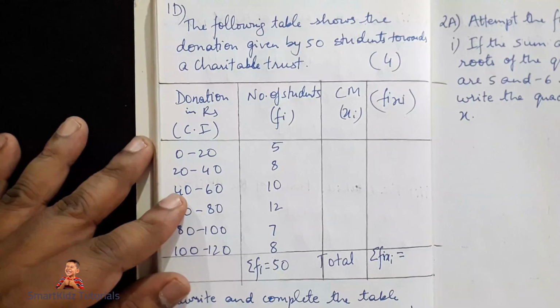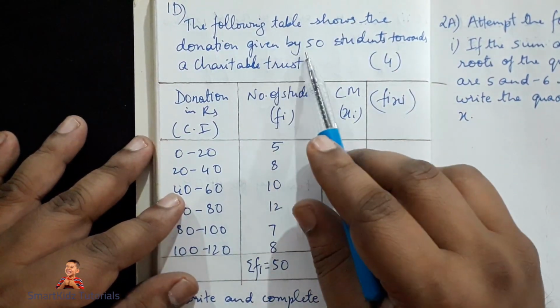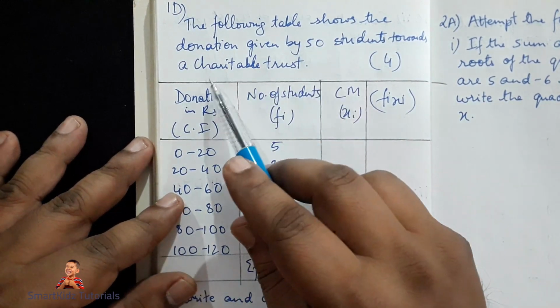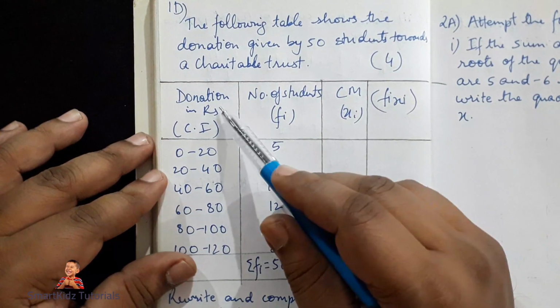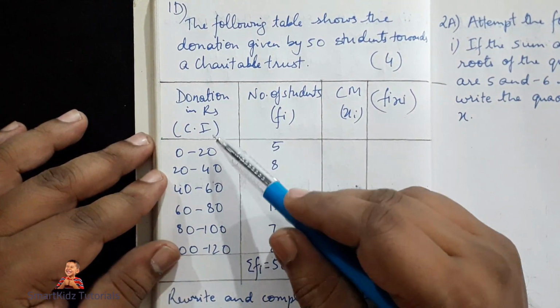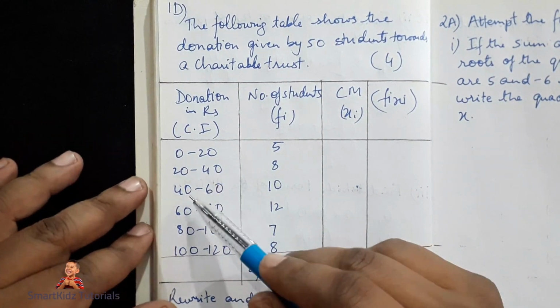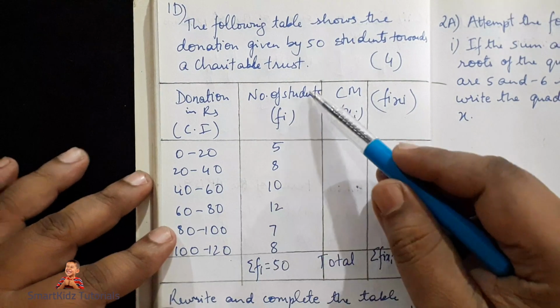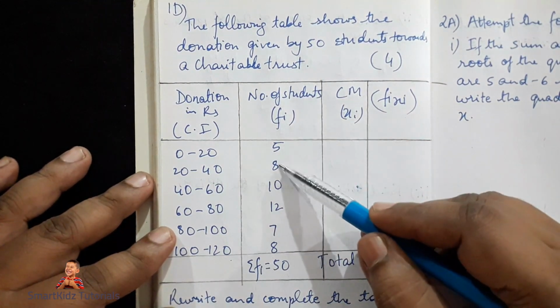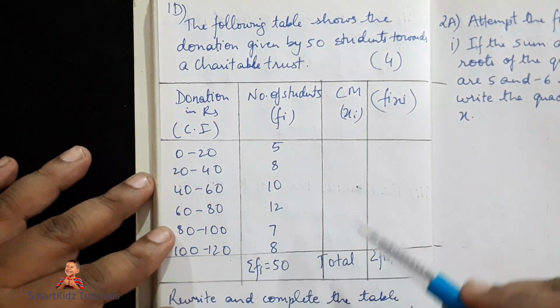Next question, 1D. The following table shows the donations given by 50 students towards a charitable trust. This is for 4 marks. Donation in rupees, class interval 0 to 20, 20 to 40, 40 to 60, 60 to 80, 80 to 100, 100 to 120. Number of students, that is the frequency, 5, 8, 10, 12, 7, 8, corresponding to the respective class intervals.